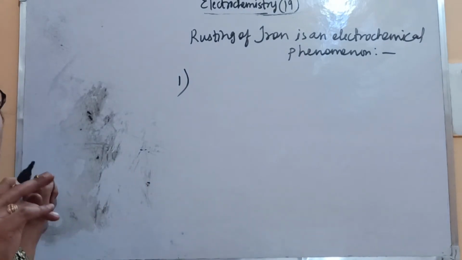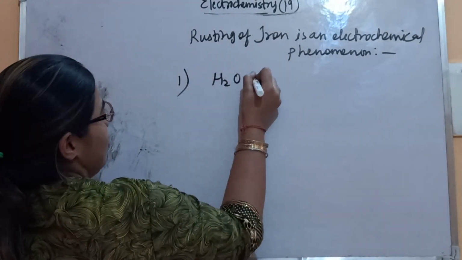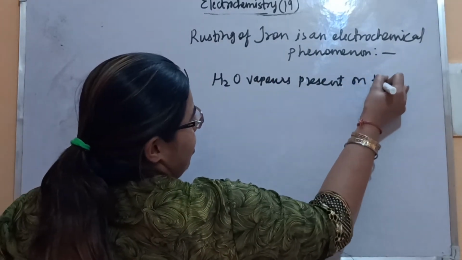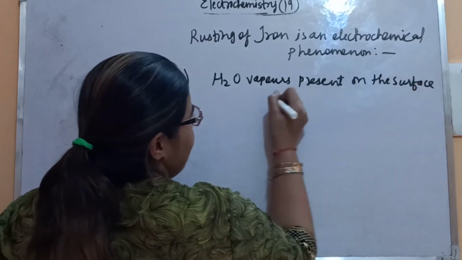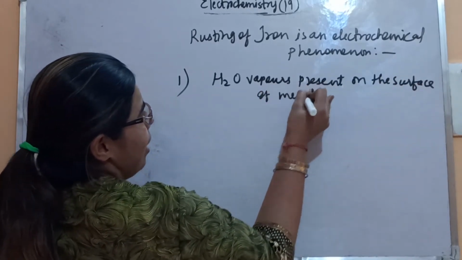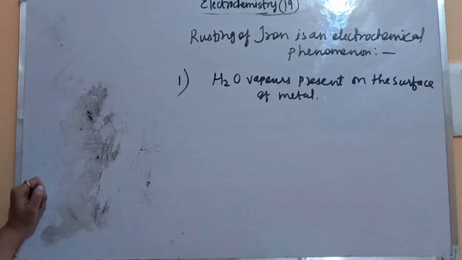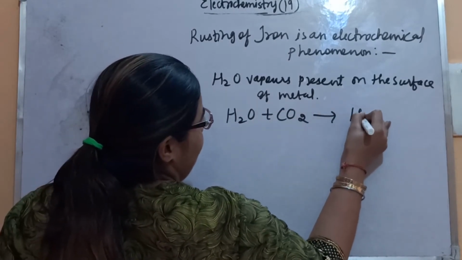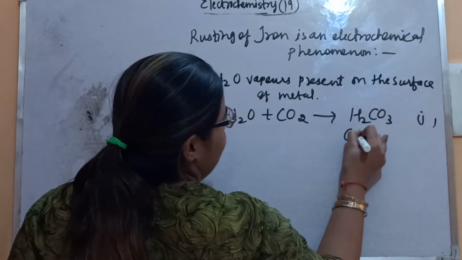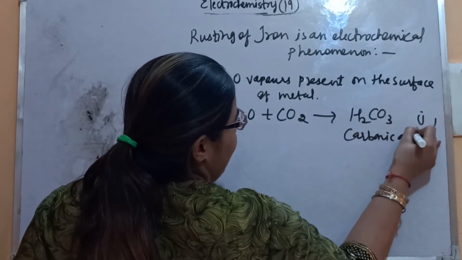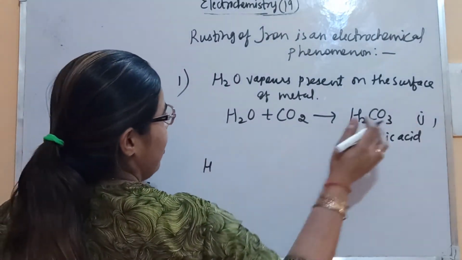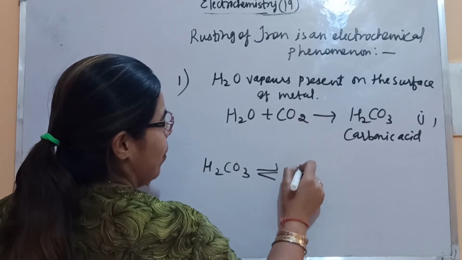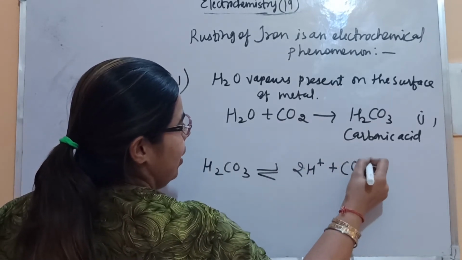That the water vapors present on the surface of metal come in contact with the atmospheric oxygen and carbon dioxide, and together they form carbonic acid. This is carbonic acid. Okay, now this carbonic acid, let's say this is the first reaction, it gets slightly dissociated and produces H plus ion and CO3 2 minus ion.